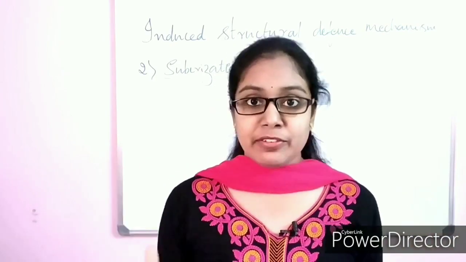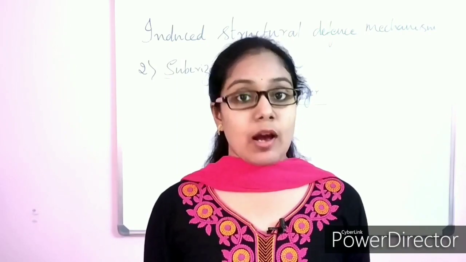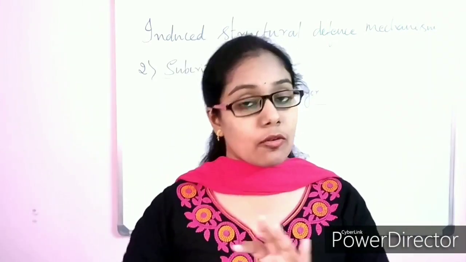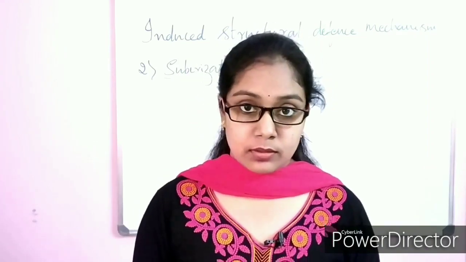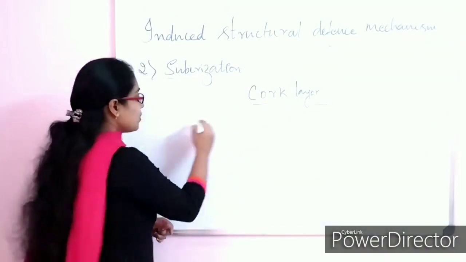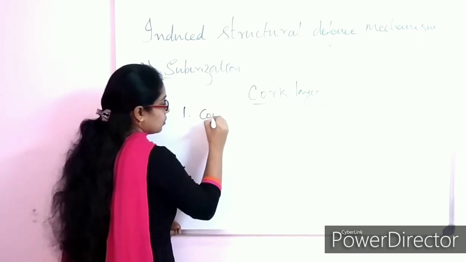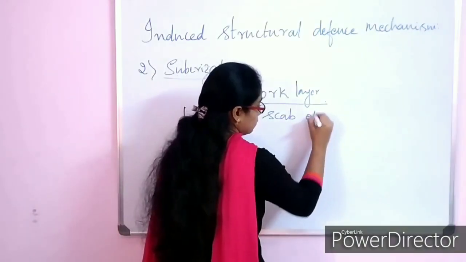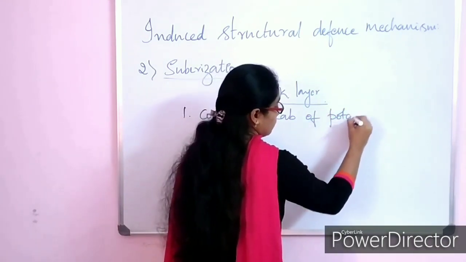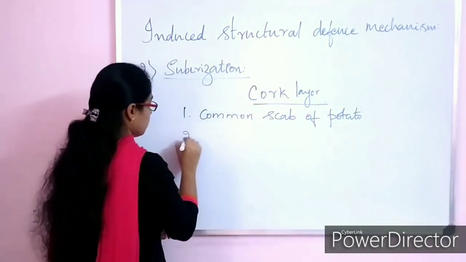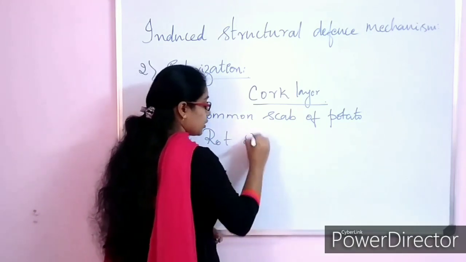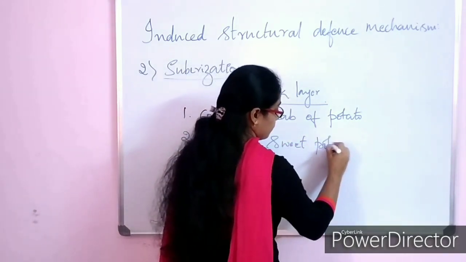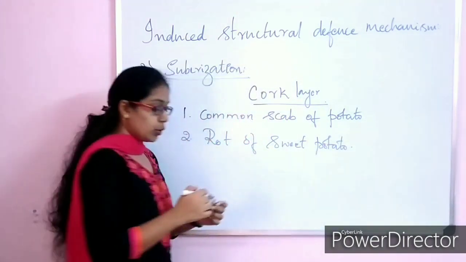See, this entire defense mechanism that I am explaining now is seen after the process of infection, or after the attack of the pathogen. The best examples are common scab of potato and rot of sweet potato. These are the good examples.